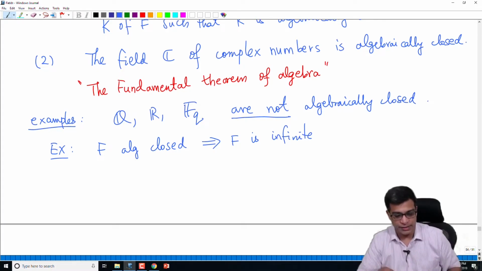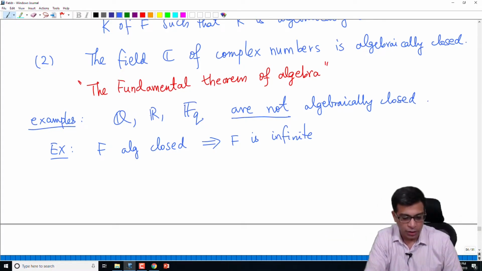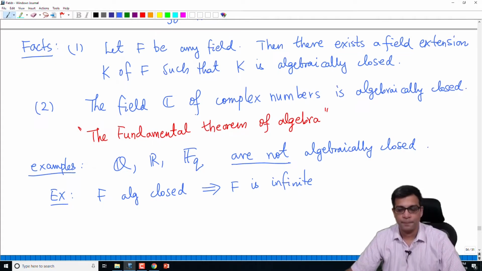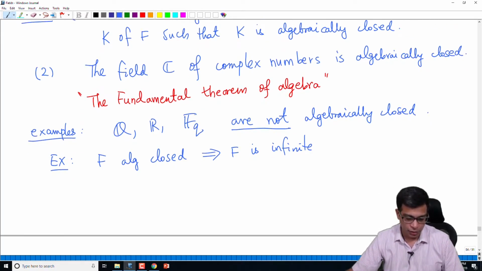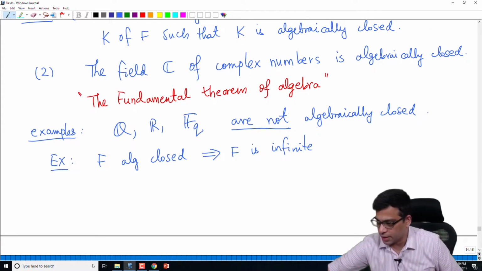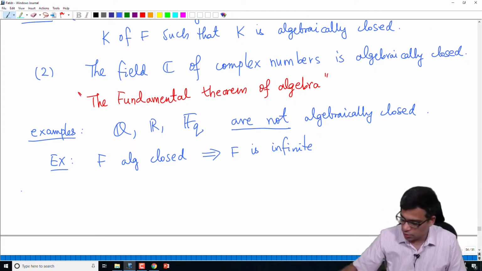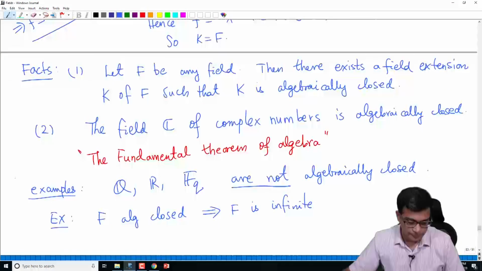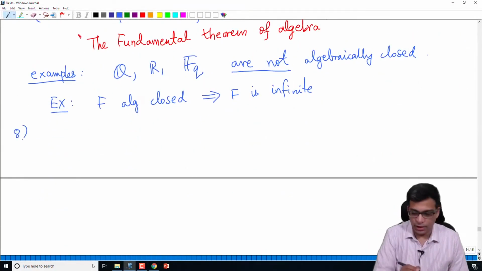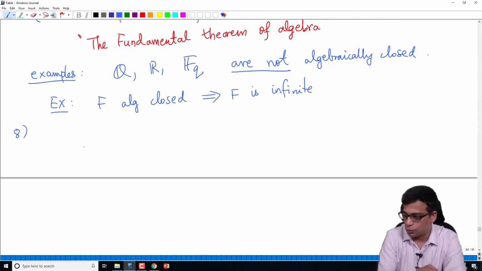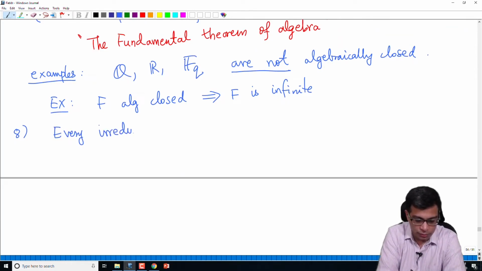However, each of these fields is contained in an algebraically closed field. For Q and R, it's trivial because C contains them. For F_q, you have to work and use fact 1, and that involves some construction and application of Zorn's lemma to conclude that F_q is also contained in an algebraically closed field. Okay, so along these lines, I want to do one exercise, which is number 8, and that's the following. So show that every irreducible polynomial.